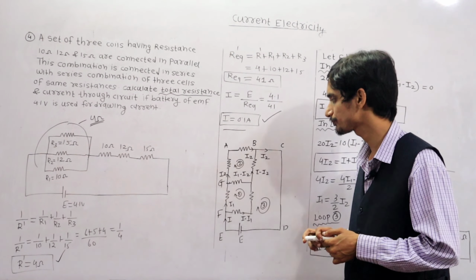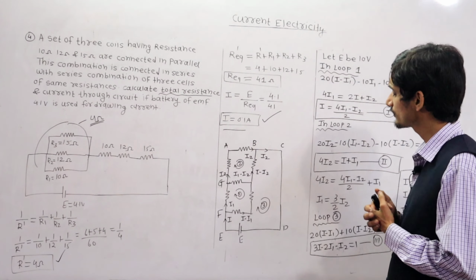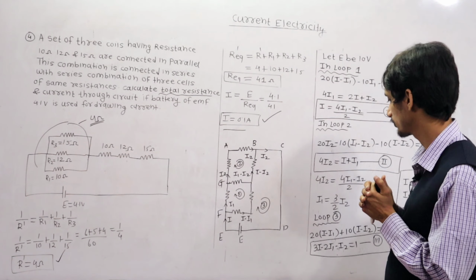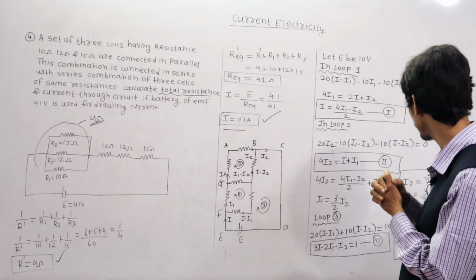Clear? Okay. Now in the fifth question, we have to determine the equivalent resistance of the given circuit. In this, if you observe, there are three loops: loop number 1, loop number 2 and loop number 3. If you apply Kirchhoff's voltage law in loop number 1, it is actually 20 into (I minus I1), so this resistance is 20 into (I minus I1) minus 10 into I1.